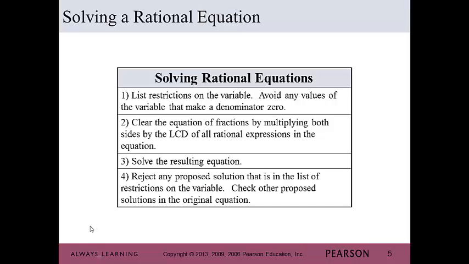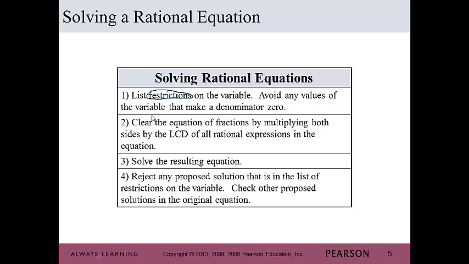And steps for solving rational equations. Step 1, you're going to list any restrictions on the variable. Remember, you want to avoid dividing by 0. So any x value that will give you a 0 on the bottom would be considered a restriction. So you're going to start by listing your restrictions.